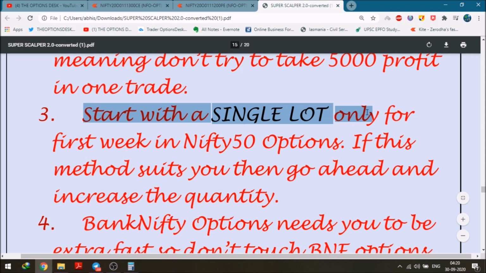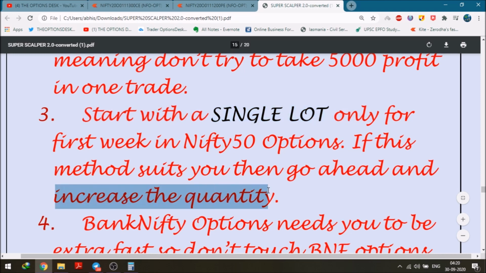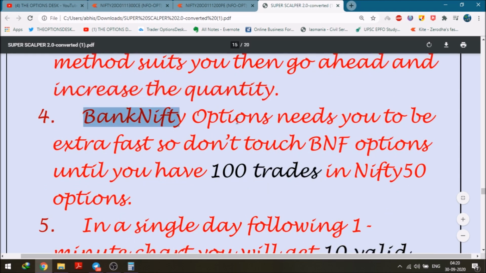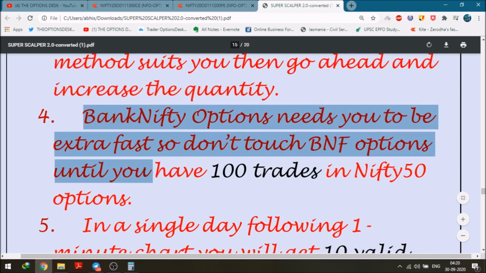Start with a single lot for the first week in Nifty 50 options. If this method suits you, then go ahead and increase the quantity. Bank Nifty options need you to be extra fast, so don't touch BNF options until you have 100 trades in Nifty 50. Now don't think that 100 trades are too much to take the time.